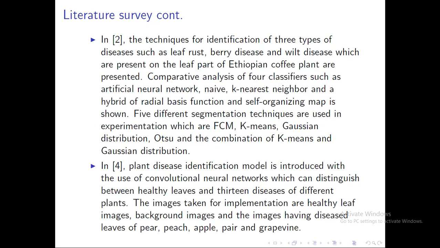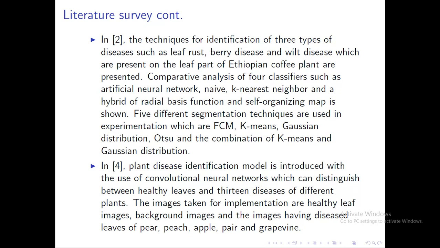Another author, Abraham, has introduced a new technique for disease identification in the Ethiopian coffee plant. The diseases which affect this plant are leaf rust, berry disease and wilt disease.